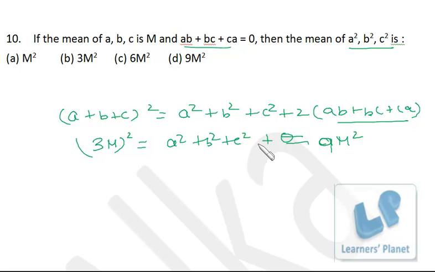Right? But we want the mean of A square, B square and C square. That will be A square plus B square plus C square by 3. So A square plus B square plus C square is 9m square. So if I divide it by 3, I'll be getting 3m square. Right? So pretty simple.